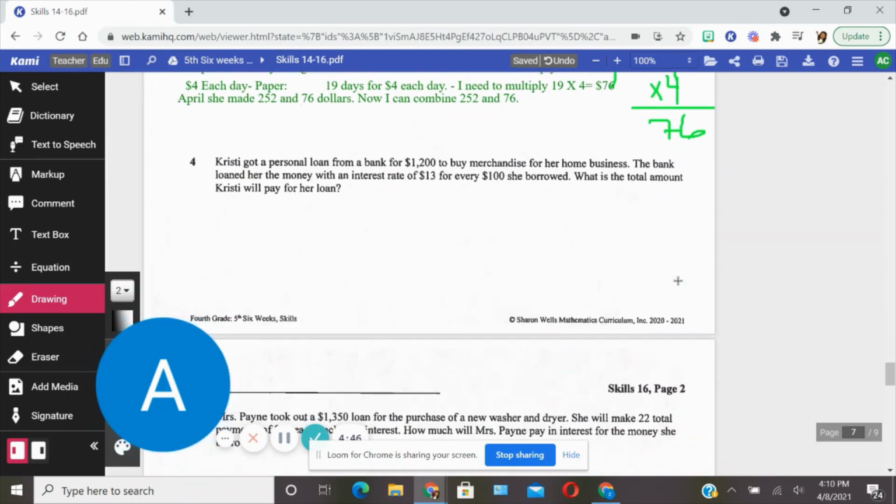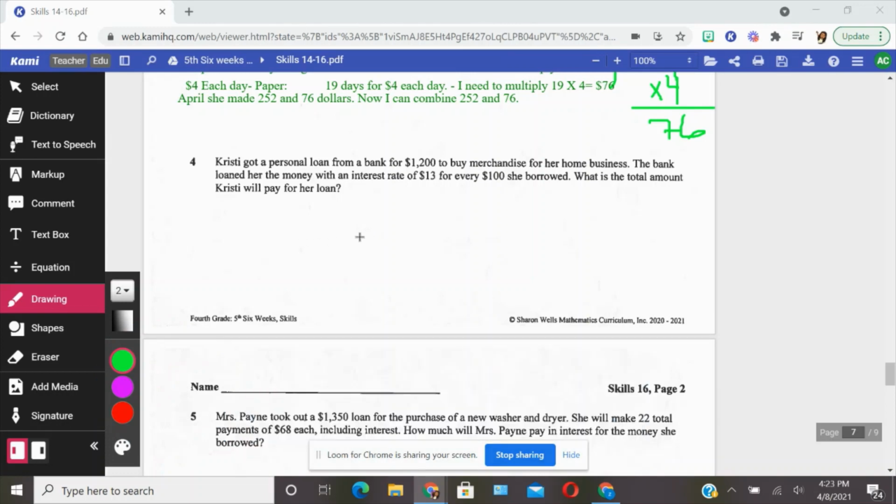Now let's look at number 4. Christy got a personal loan from the bank for $1,200 to buy merchandise for her home business. The bank loaned her money with an interest rate of $13 every $100 she borrowed. So what is the total amount Kristen will pay for her loan? Okay, so we're going to go ahead and disregard number 4.